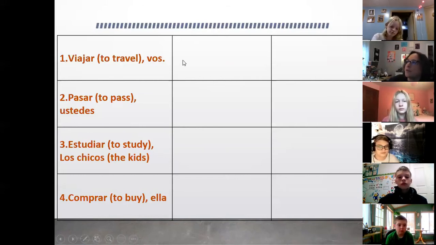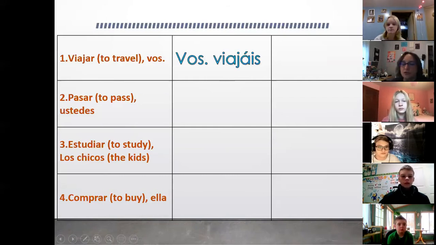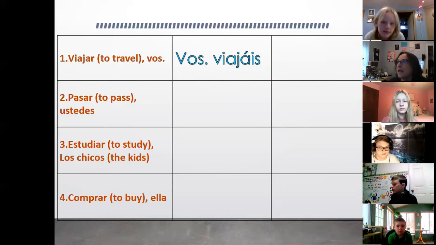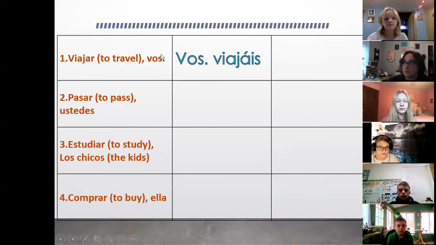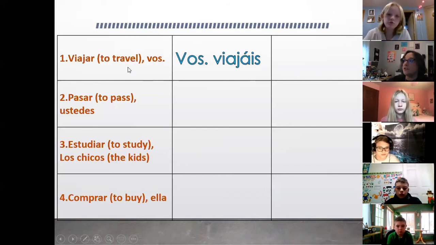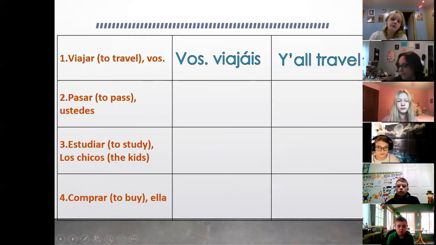So, viajar, vosotros, you should have done vosotros viajáis. Vosotros viajáis. And the translation of that then is y'all, and if you don't know your subject pronouns, then you stumbled there, but it's y'all, and then the infinitive is y'all travel.